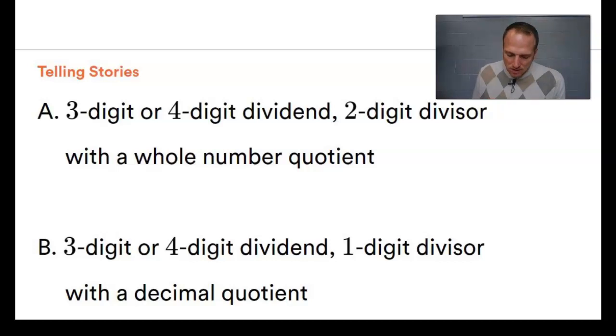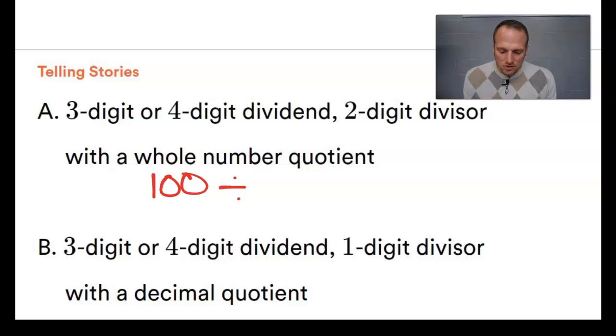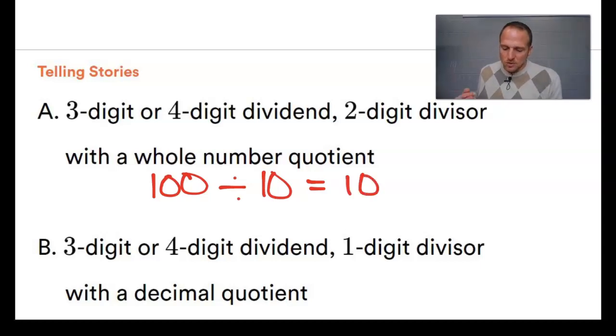3 digits, let's go 100. Let me make this a little bit bigger so it's easier to read. So my 3-digit dividend is going to be 100. My 2-digit divisor, what would be an easy number to divide 100 by? That's 2 digits. I like the number 10. And a whole number quotient. Well, what's 100 divided by 10? That is going to be 10.